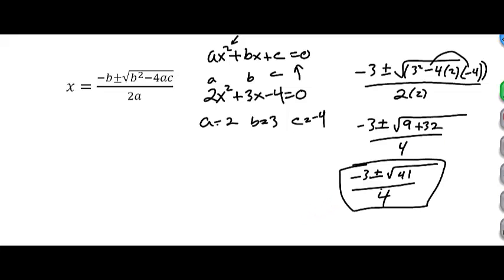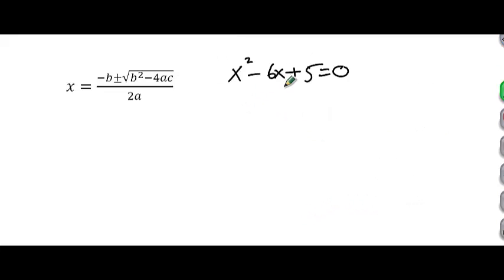So, let's try another problem. Alright, so let's go with this next equation. X squared minus 6x plus 5 equals 0. Now, if you're good at factoring, you probably could see how this factors in your head. But we're going to run the quadratic formula on it anyway, because at this point, the quadratic formula will always work.